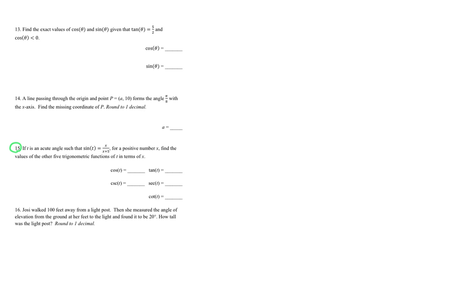Okay, for number 15, we know that sine of t equals x over x plus 5, and we need to find the other 5 trigonometric functions. Okay, so if sine of t is x over x plus 5, if I pick my theta to be right here, then I know that the opposite side over my hypotenuse is equal to x over x plus 5. So this side should be x, and this side should be x plus 5.